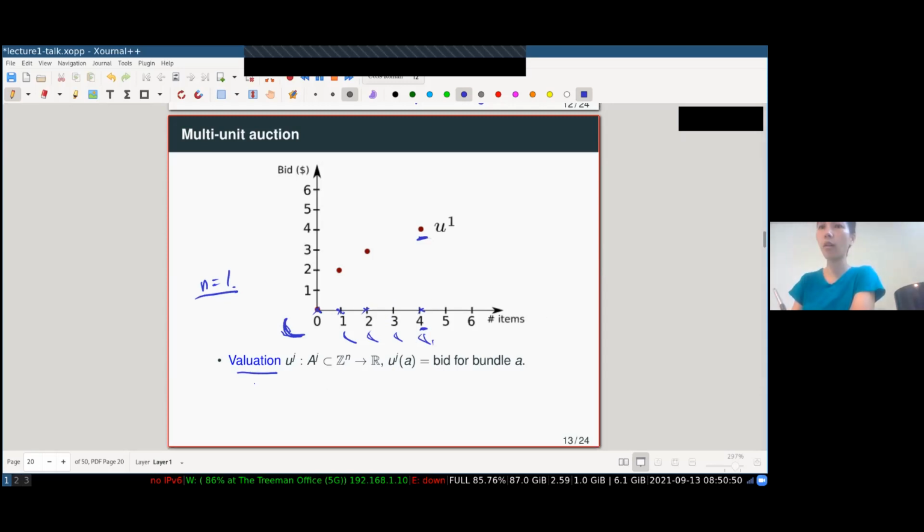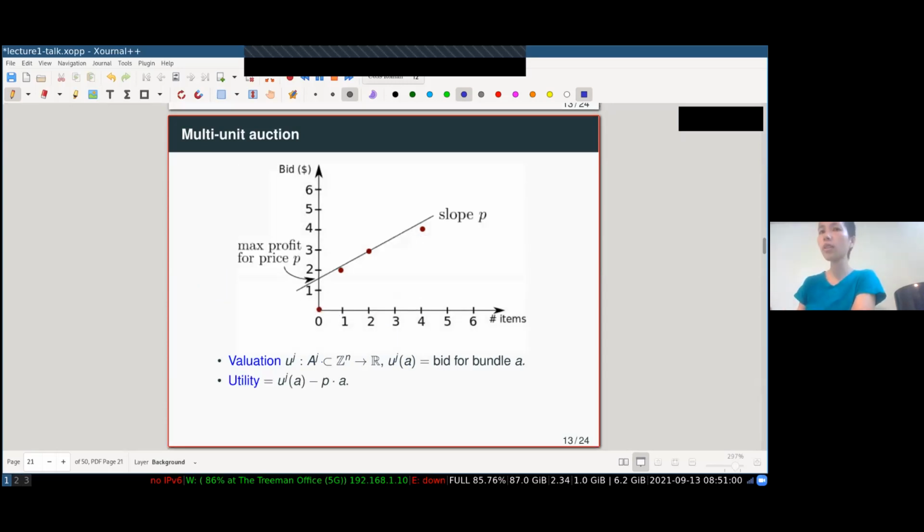These bids are called valuations. So a valuation formally is a map that takes lattice points and maps them to a real number, which we interpret as the bid for that bundle. With a valuation comes the utility function. Utility is a function of price. Once I announce price P, which is the price per item, in this case price per banana, then the utility of bundle A to this agent at this price is just how much profit they make. They take the bid for that bundle and subtract how much they pay for that bundle, and what's left is called the utility.